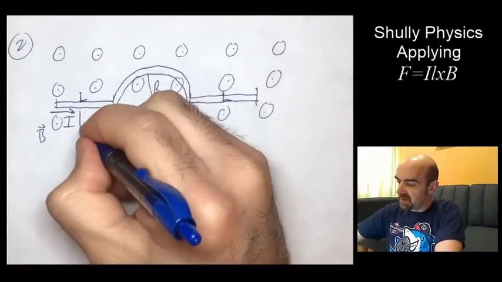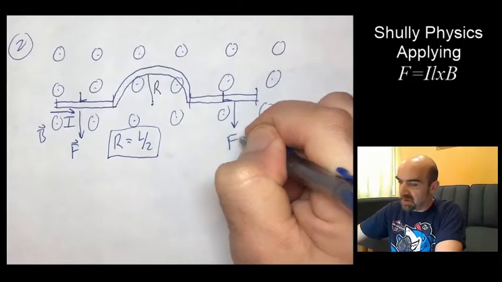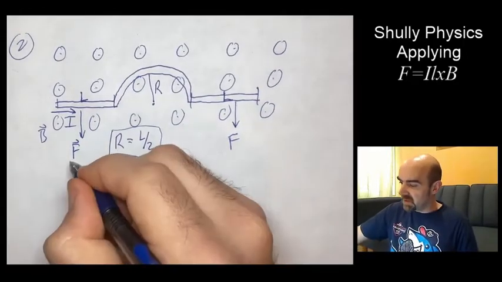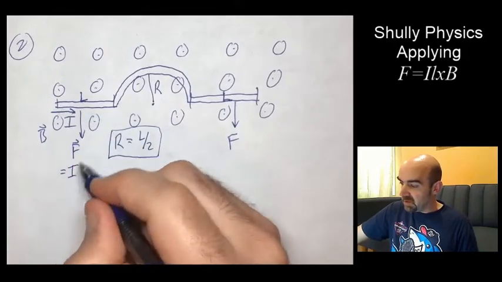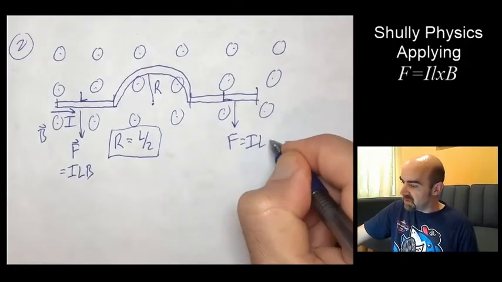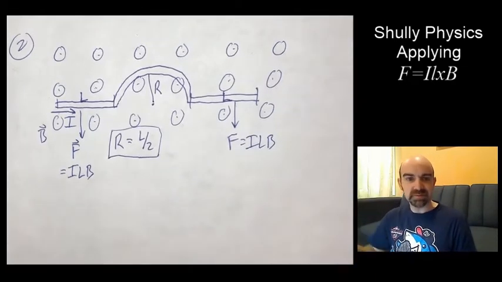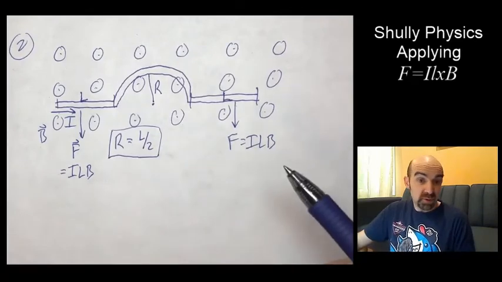Hopefully you got that. We have a downward force here and also another downward force here. And we'll call that ILB. So there's just two ILBs on this segment of conductor. All right. We're going to go for the total force now.